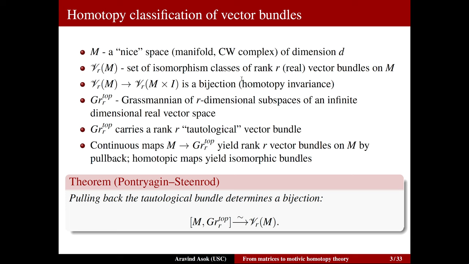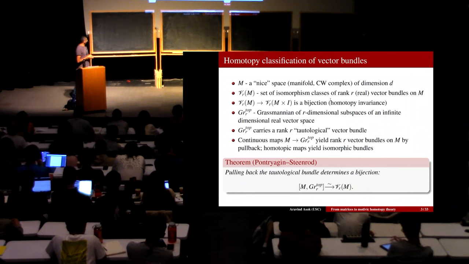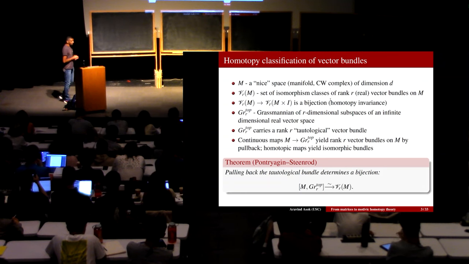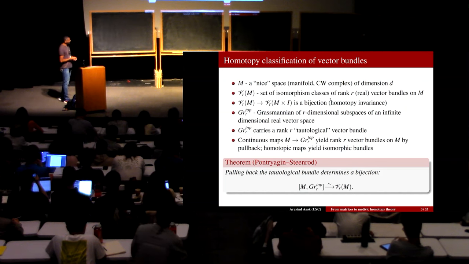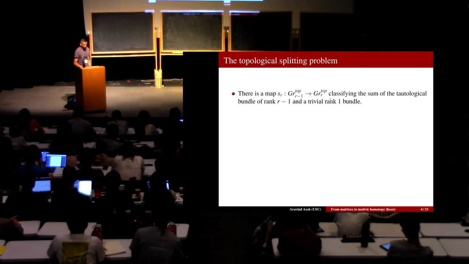All right, so this was sort of a landmark result. This is from like the late 1940s, and it allows us to turn all kinds of questions about describing this set of vector bundles into a problem about describing this set of homotopy classes of maps, and over the years, people have developed many techniques for addressing that kind of problem. So let me give you a concrete problem that'll sort of motivate what we're going to do in the rest of the talk.